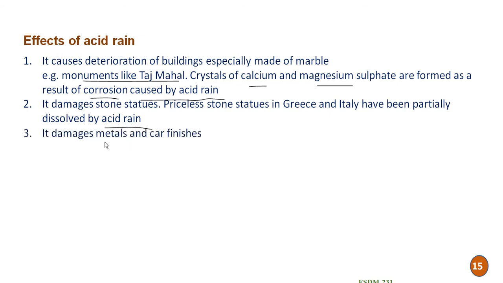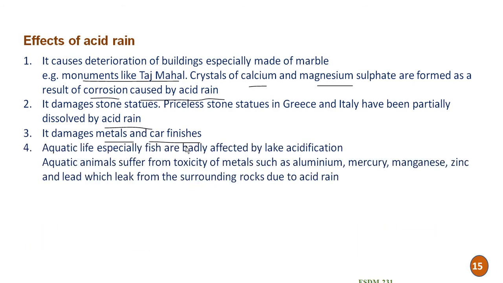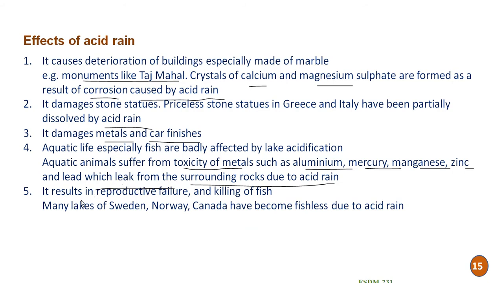Then it damages metal and car finishes. Then aquatic life, especially fish, is badly affected by lake acidification, and aquatic animals suffer from the toxicity of metals such as aluminium, mercury, manganese, zinc and lead, which leak from the surrounding rocks due to acid rain. So this is another major effect of acid rain on aquatic flora and fauna. It results in reproductive failure and killing of fish. Many lakes in Sweden, Norway and Canada have become fishless due to acid rain.